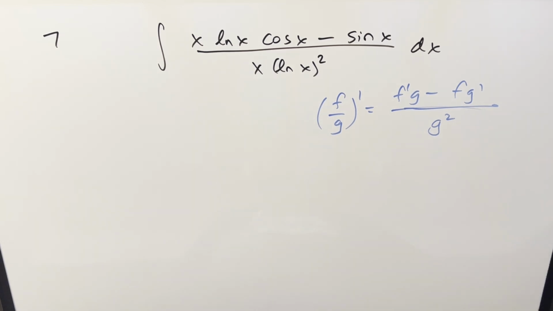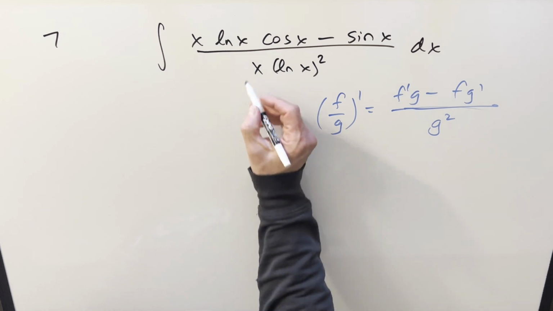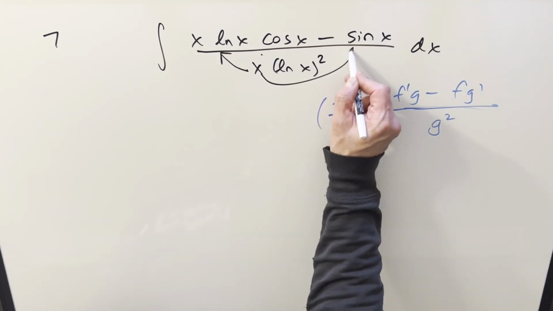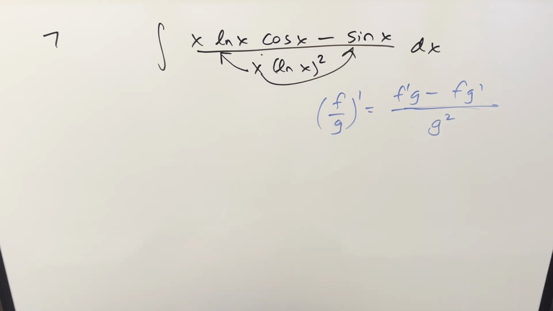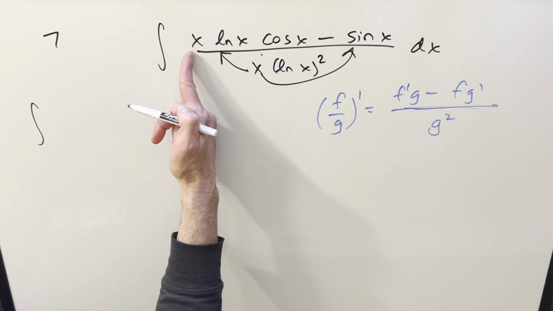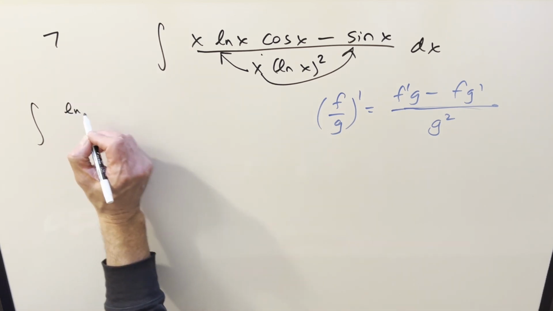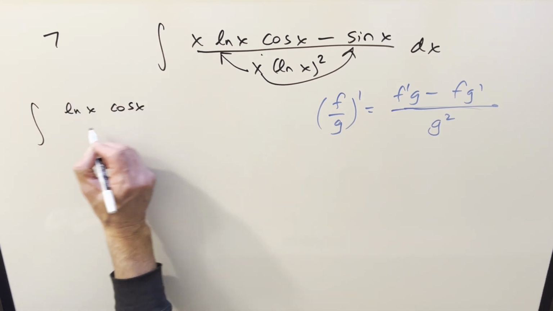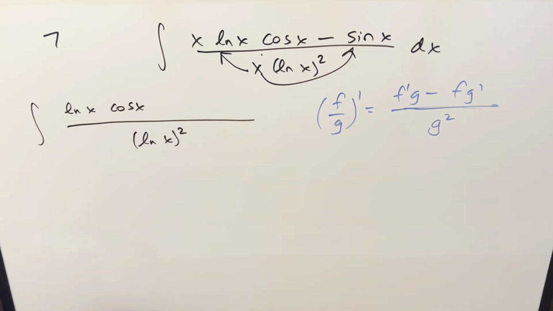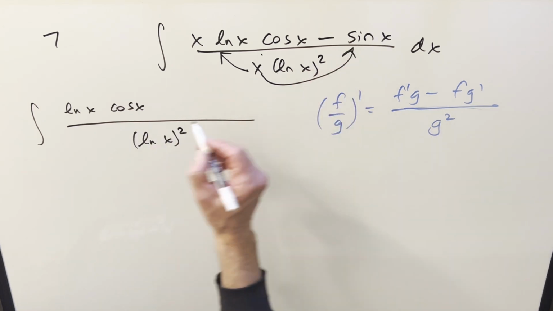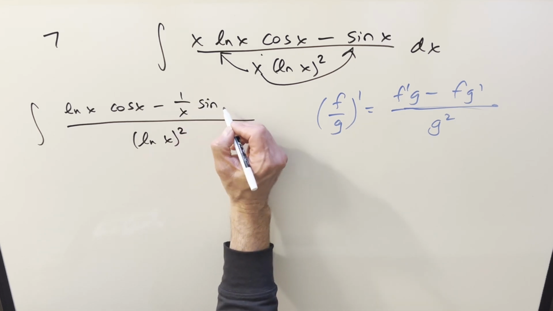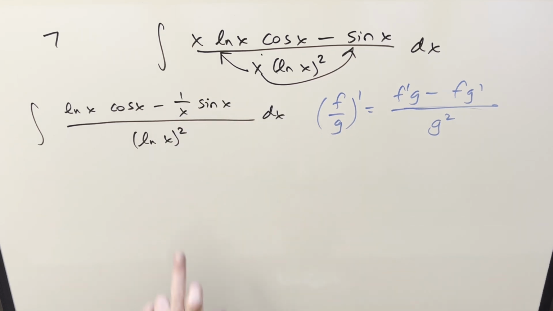But instead, I think what I want to do is let's just get rid of this x by multiplying it in here, and I need to also divide it into the numerator. So when I rewrite it, let's see what we have. Dividing it in here, it's just going to cancel out this x. So we're going to end up with just ln x cosine x, everything over this ln x squared. And then dividing the x in over here, I'm just going to write it as minus 1 over x sine x. Now this is starting to look pretty good.